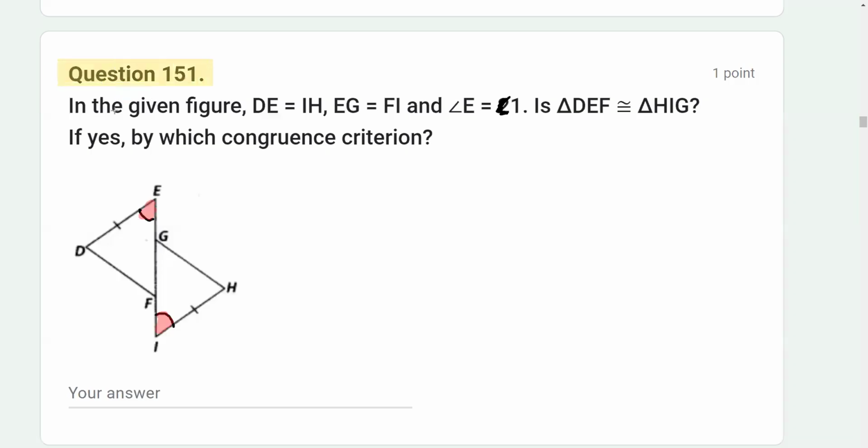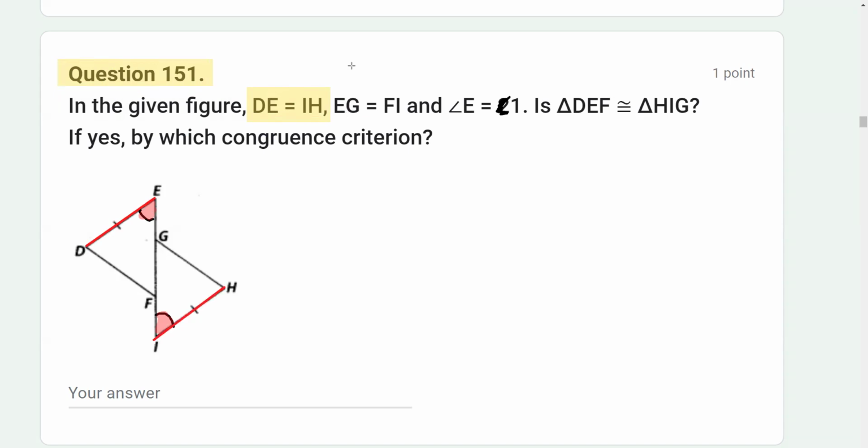So in this question 151, we are given the figure here and we are given the length DE is equal to IH. So D is what? D is this. Let's say if I mark it with red, this is DE is equal to IH. These two sides are given equal.